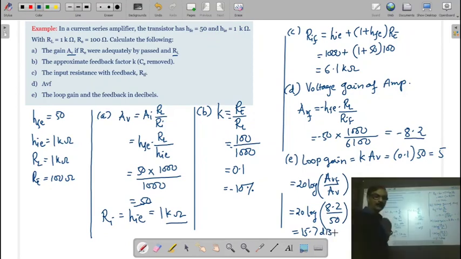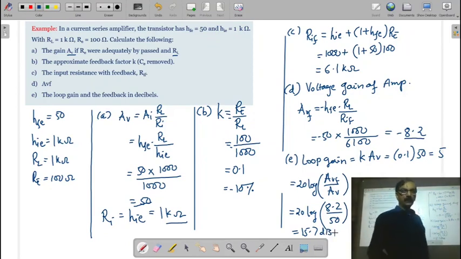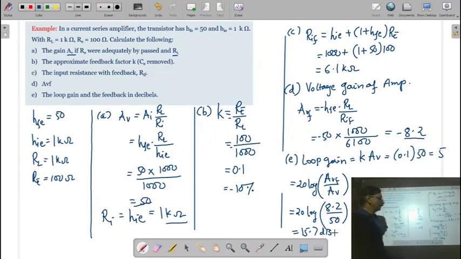15.7 dB. So in the next lecture we will discuss a practical circuit of a voltage series feedback. Remember, correct? And then we will see another practical circuit also. But the next lecture will be related with the voltage series feedback.